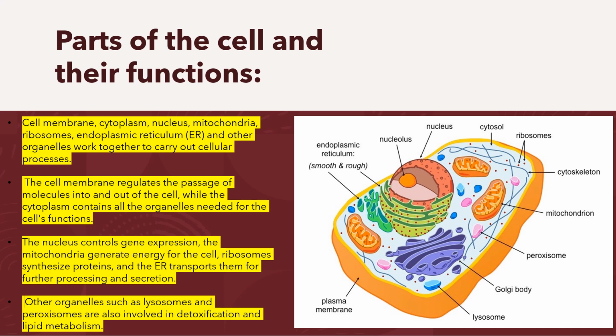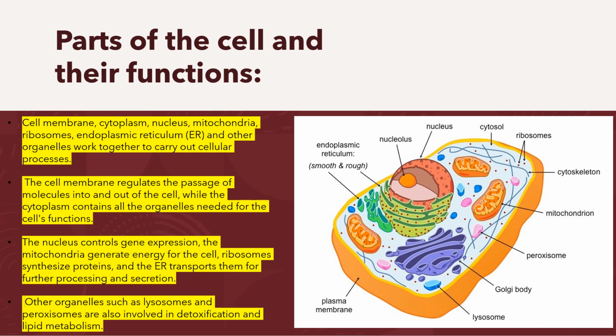Then we have mitochondria. Now, mitochondria are organelles that generate energy for the cell through the process of cellular respiration. They are often called the powerhouses of the cell. Then we have ribosomes. Ribosomes are small organelles that are responsible for synthesizing proteins. They read the genetic code in mRNA and use it to assemble amino acids into proteins. Endoplasmic reticulum. Now, the endoplasmic reticulum is a network of membranes that extends throughout the cytoplasm.